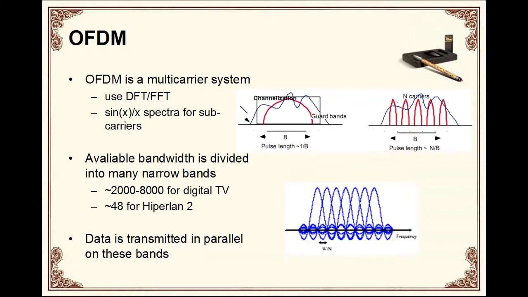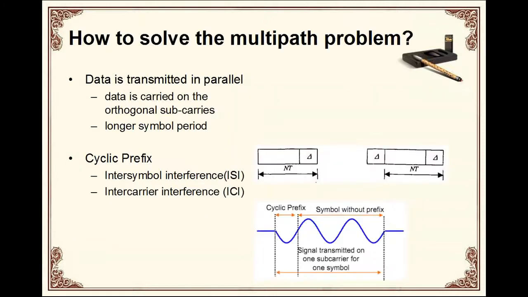The signal is split into many small pieces. Each piece is carried by an equally spaced carrier. Every individual subcarrier has a sin x divided by x spectrum, which is like this. In an OFDM system, the available bandwidth is divided into many narrow bands. There are about 2,000 to 8,000 for digital television and about 48 for the HiperLAN/2 standard. Data is transmitted in parallel in OFDM systems.